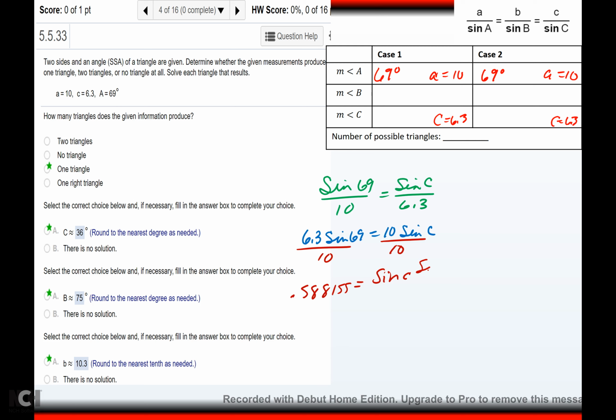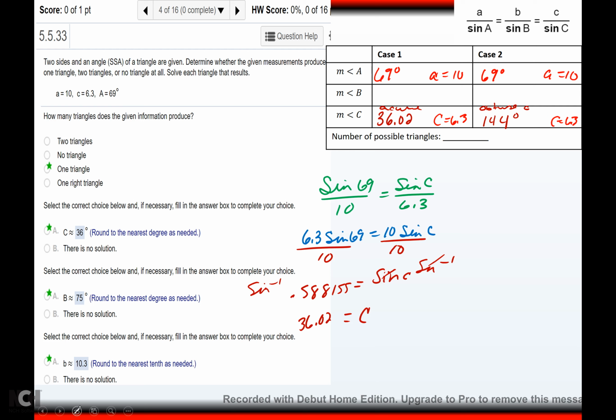0.5881556, and so on. So arc sine, and I get angle C equals 36.02. So this is 36.02. That would be the acute C. To get the obtuse C, I would take 180 minus 36.02, and I get 144. If we just round to the nearest degree, that'd be 144 degrees.